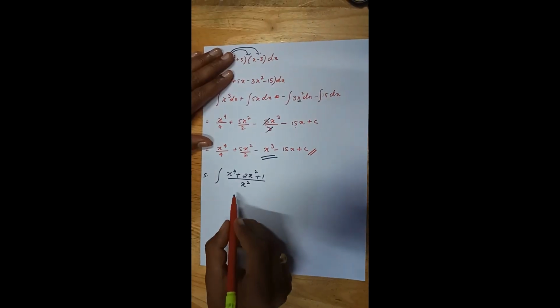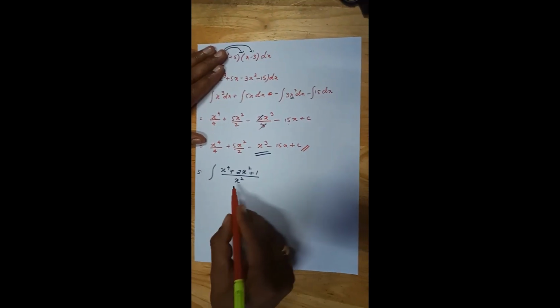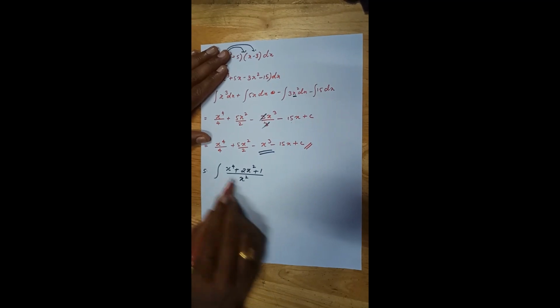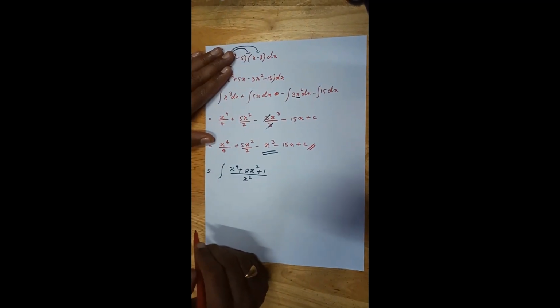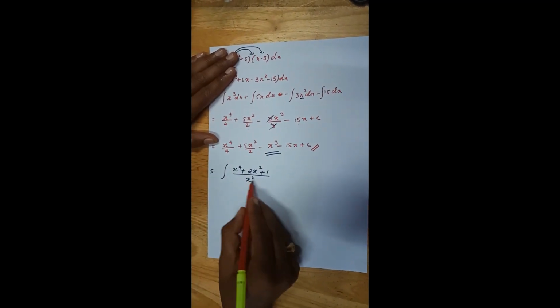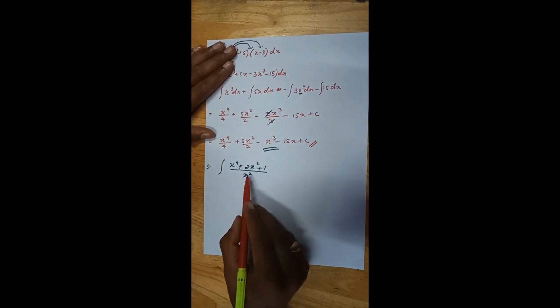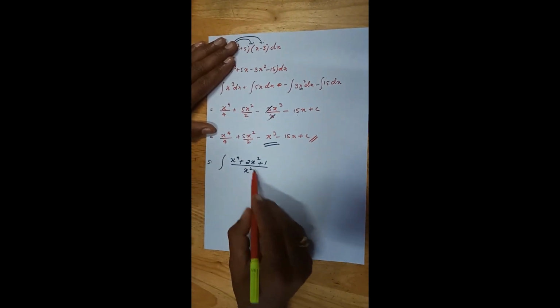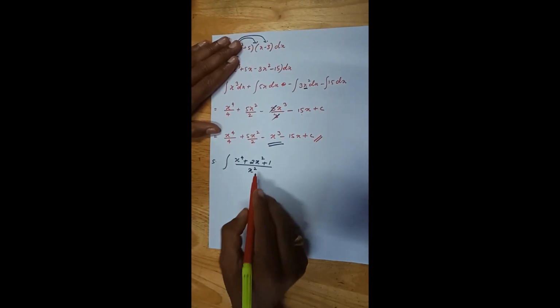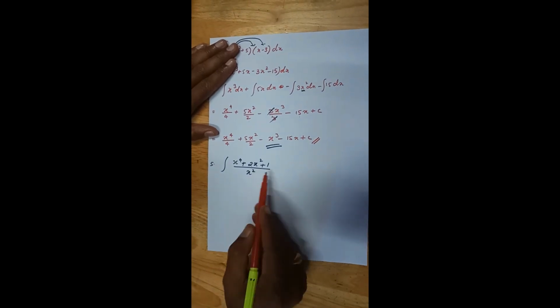Okay, now let's try to see another example, a little different example. Whenever you have this kind of question, you can split it, or divide by the single denominator here. Since there is a single function in the denominator, we can divide. If you have multiple functions in the denominator, then you can't divide.